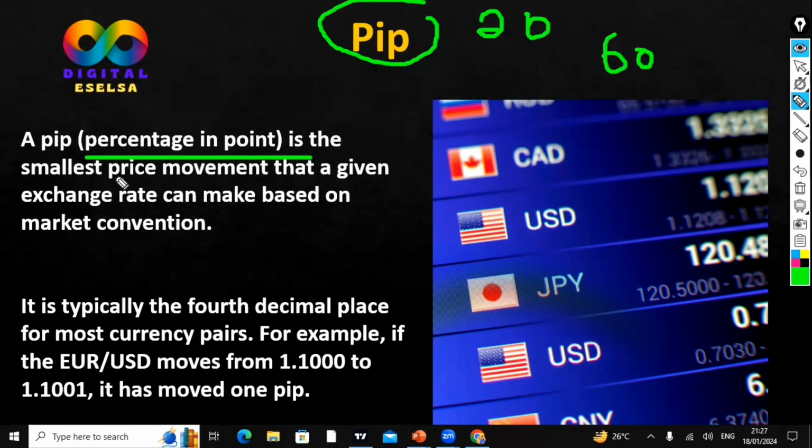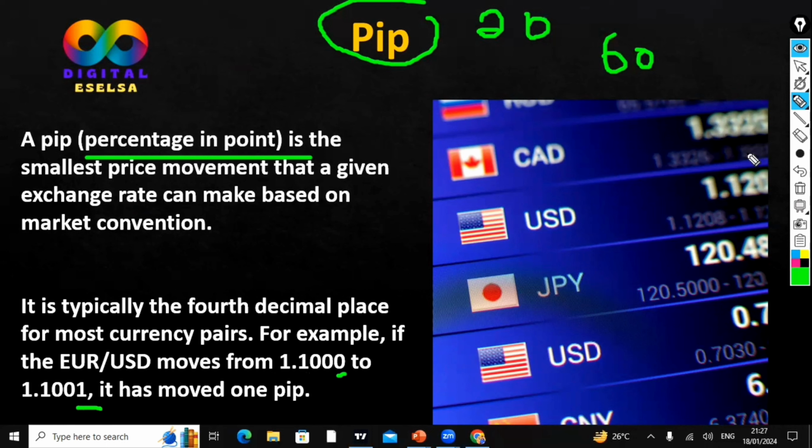So a pip is the smallest price movement that a given exchange rate can make based on market convention. It is typically the 4th decimal place for most currency pairs. For example, if EUR/USD moves from 1.1000 to 1.1001, it has moved 1 pip. Are you seeing it now? When you add 1 here, it becomes 1 pip. When this one changes to 2, it becomes 2 pips.